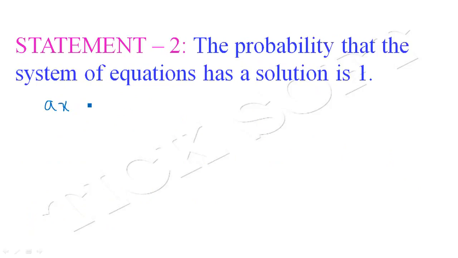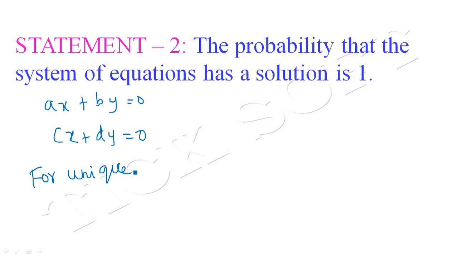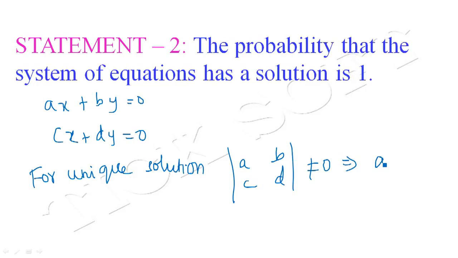So here we know that the system of equations is ax plus by equal to 0 and cx plus dy equal to 0. Now we know that for a unique solution the determinant value should not be equal to 0. That is, for a unique solution the determinant with rows a, b and c, d should not be equal to 0. This means ad minus bc should not be equal to 0, where the values a, b, c and d belong to the set containing the elements 0 and 1.